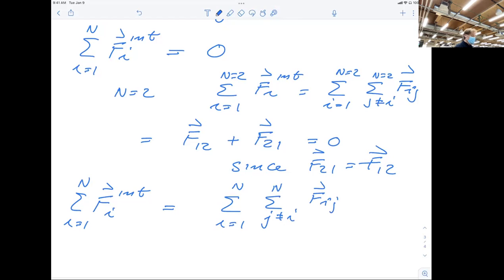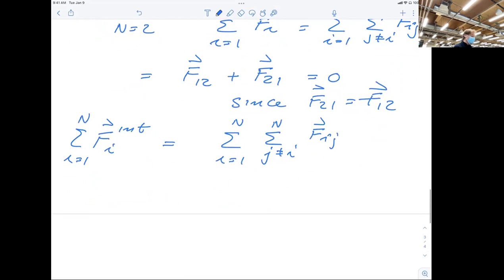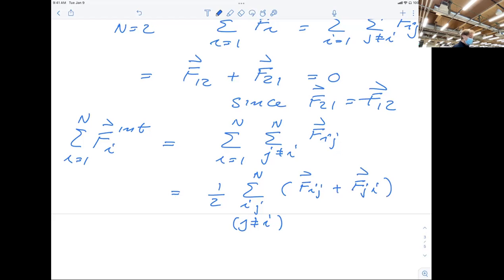Now, this is something which I can rewrite in terms of the following. I can rewrite it as a half. And this sum here means that I'm summing freely over all the forces, but then I have a constraint with j different from i. So this is a constraint. And I can rewrite this as an F_ij plus an F_ji. It's actually pretty easy to show that. And you can see that if you do 2 forces, not 2 objects, or if you do 3 objects, you can easily rewrite it like that.